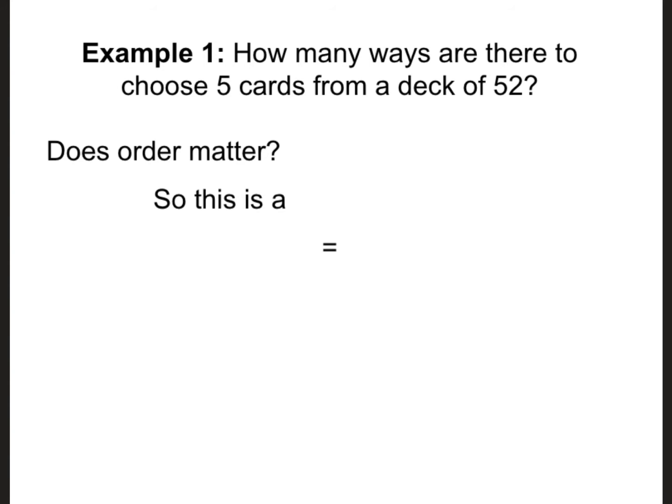The first thing we have to figure out is, does order matter? So we're picking 5 cards from a deck of 52. If I think of a hand of cards, if I'm dealt a king, a queen, an ace, and 2 2s, that's the same as if I did 2 2s, a king, a queen, and ace. So for this one, I would say order does not matter. So we're going to say no. And when order doesn't matter, that means we're using a combination.